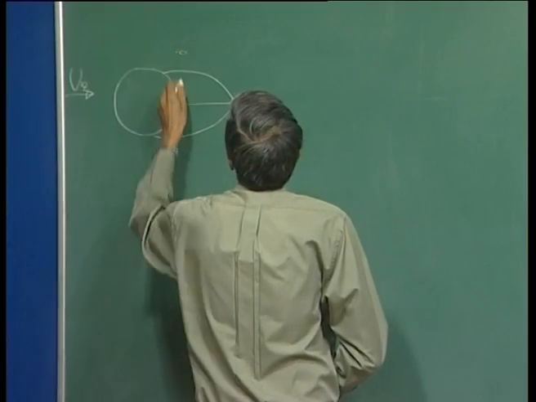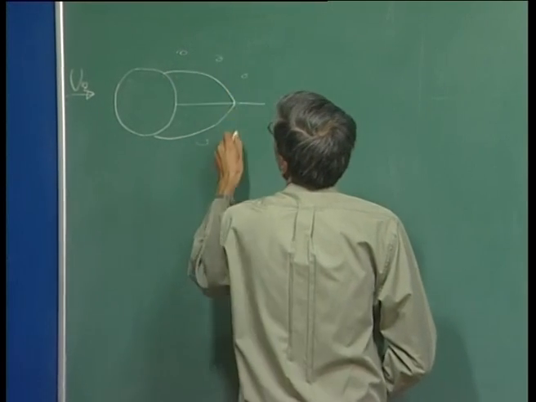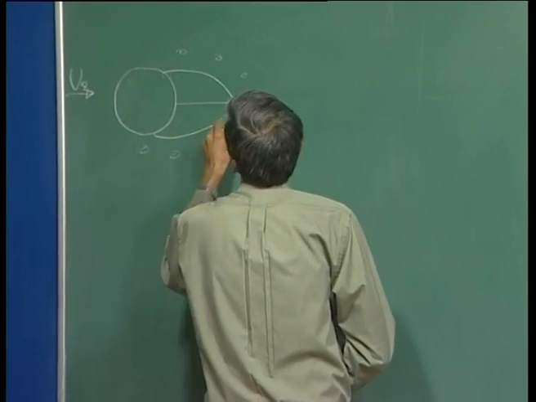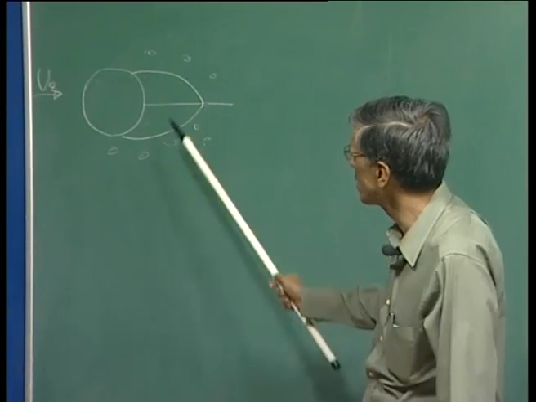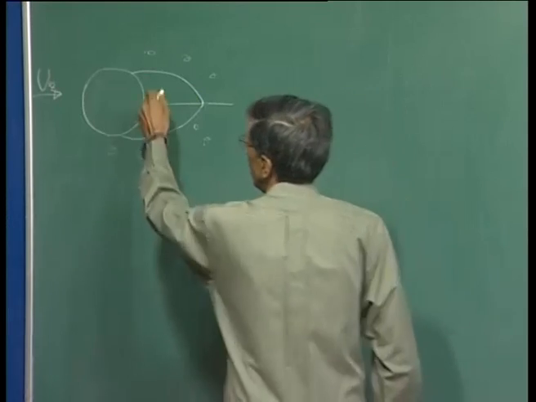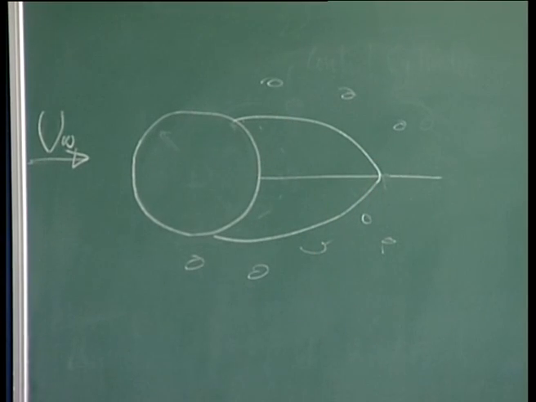Now, this flow also has large eddies like this. So, what is this? This is a shear layer. This is a shear layer.